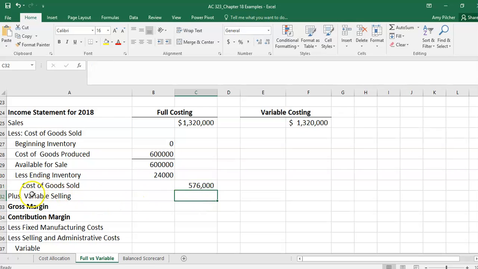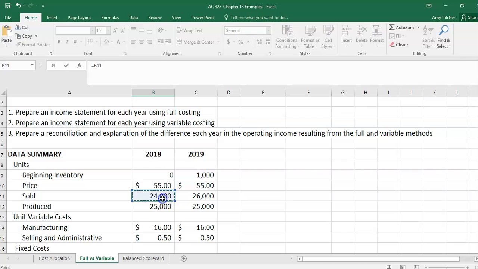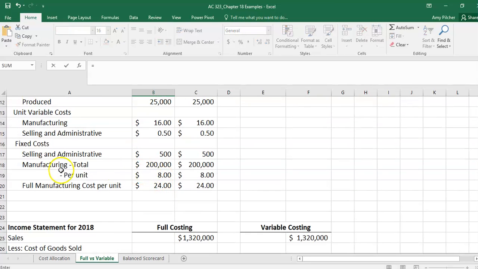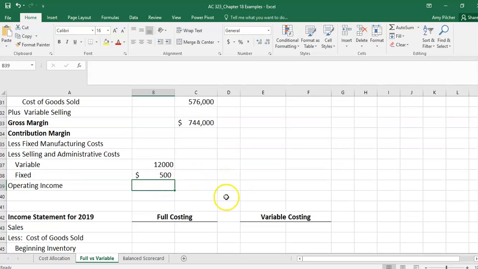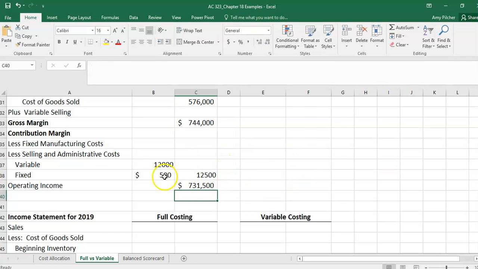That gives us a gross margin of sales minus cost of goods sold. The variable costing method gives us a contribution margin instead of a gross margin. We then take out our selling and administrative costs. So our variable costs are the number of units sold times 50 cents per unit for variable selling and administration. And our fixed selling costs are 500. That gives us an operating income of gross margin minus selling and fixed costs.